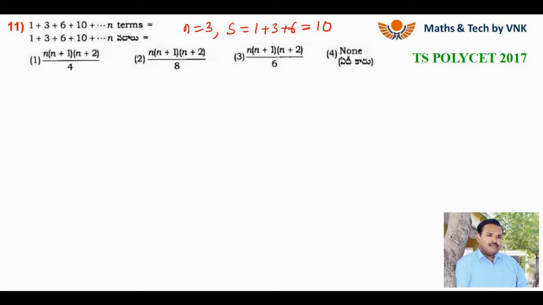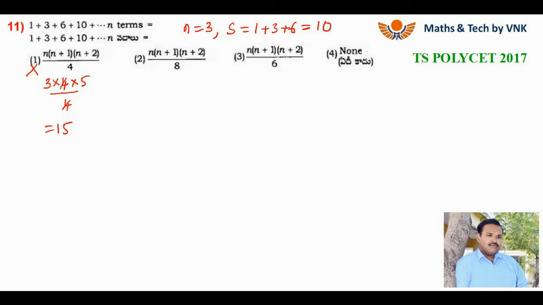Now substitute n is equal to 3 in option 1. So 3 into n plus 1, 3 plus 1, 4, n plus 2, 3 plus 2, 5 divided by 4. So 4 gets cancelled. This 3 into 5 is 15. The sum becomes 15. But actually we should get sum is equal to 10. So option 1 is wrong.